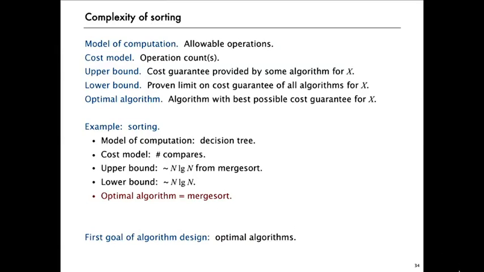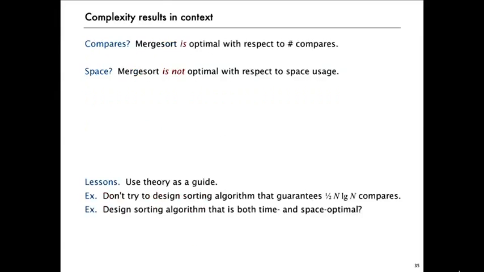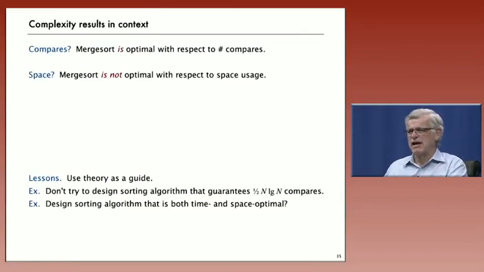That's the first goal of algorithm design: to try and find optimal algorithms for the problems that we need to solve. Now, you have to take these results in context. Really what we proved is that merge sort is optimal with respect to number of compares, but we already know that it's not optimal with respect to space usage. Merge sort uses extra space proportional to the size of the array it has to sort. And simple algorithms like insertion sort don't. They don't use any extra space at all.